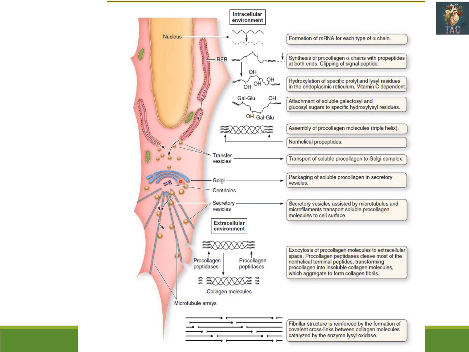These transport vesicles are formed from the rough endoplasmic reticulum and transported to the Golgi apparatus, where further packaging of these transport vesicles takes place, and then there is the exocytosis of these vesicles. After the exocytosis, the extracellular events take place, and the most important event in the extracellular process is the cleavage of the non-helical ends of the tropocollagen molecules, and then the proper arrangement of the tropocollagen to form the collagen, and then the proper banding pattern of the collagen molecules. The fibrillar structure takes place.